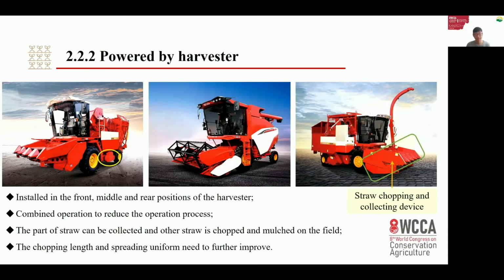Some chopping devices combined with harvesters are installed in the front, middle, and rear portions of the harvester. This can reduce the operation process. In addition, part of the straw can be collected and the other straw is chopped and mulched on the field. But the chopping quality and the spreading uniformity need to be further improved.